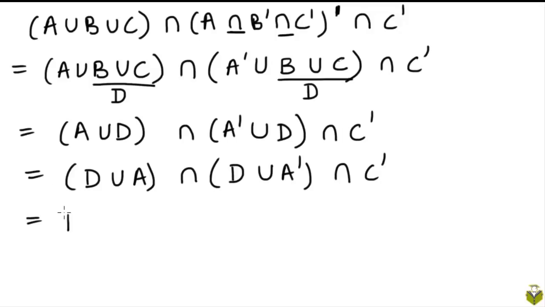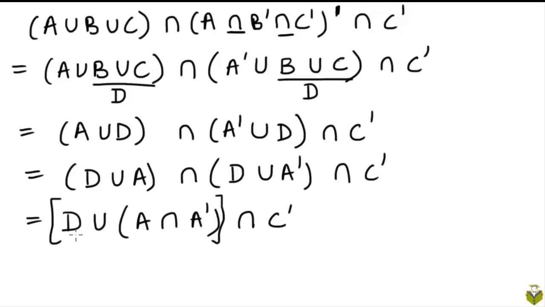So let's try that. We can pull D union outside, and what will remain inside is A intersection A complement. Right? D union A intersection A complement is D union A intersection D union A complement. So we are just going in the reverse direction by applying the distributive law in the reverse direction, and this would be intersection C complement.